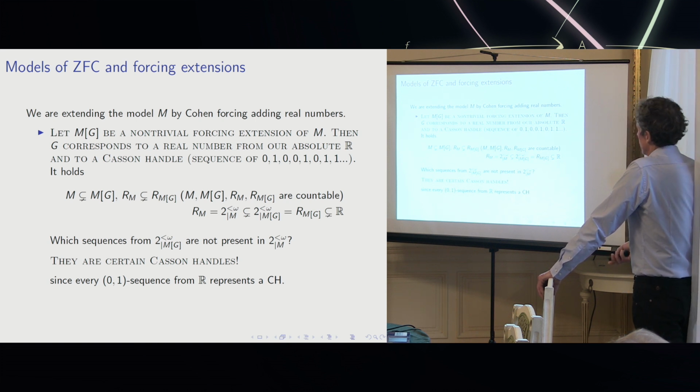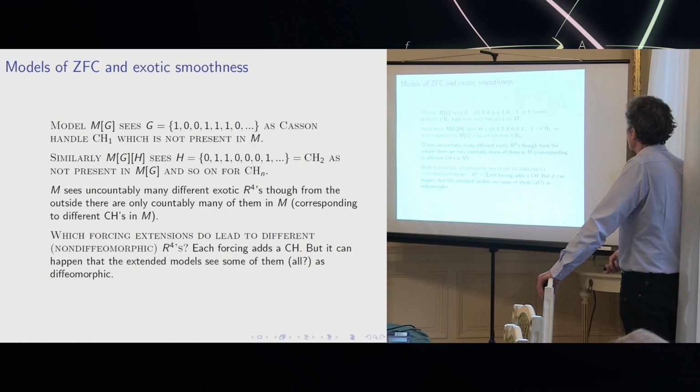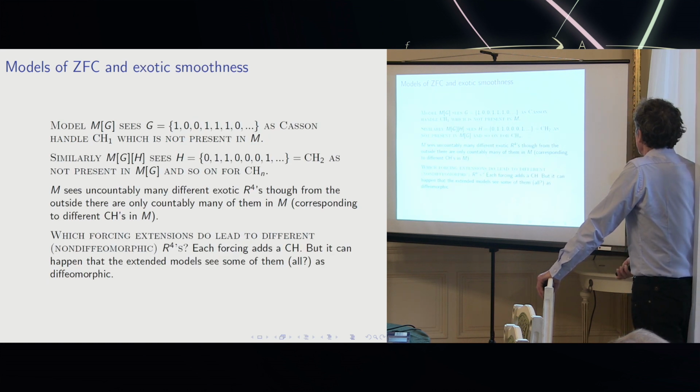this set theoretical consideration allows us to speak about Casson handles which are present in the model, in a Cantor model, or non-present. And we can rephrase this, that the extended model sees this extension by G as a Casson handle, some Casson handle which is not present in M.